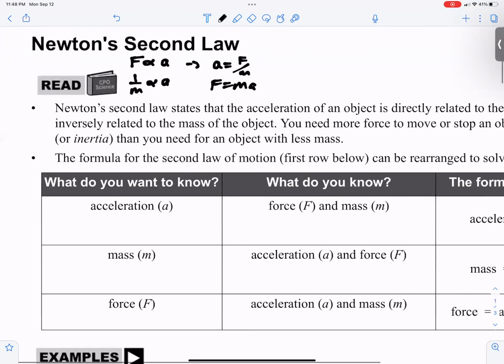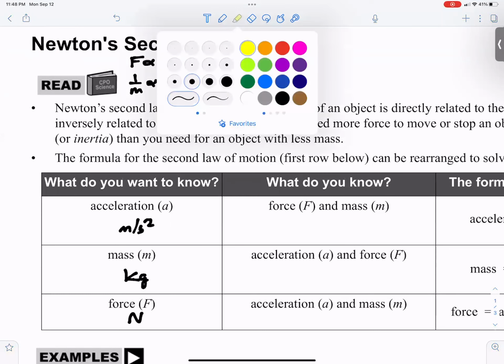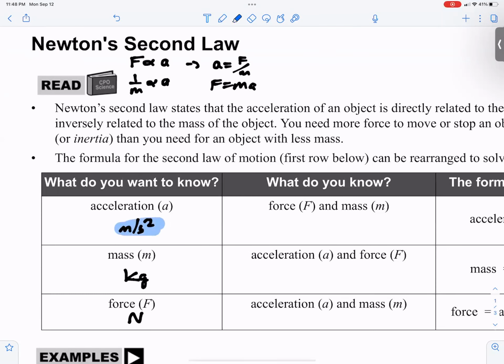Now, how do you know you're looking at acceleration? Well, acceleration is going to have the units meters per second squared. Go ahead and annotate that and make a note of that. When are you looking for mass? When you see the unit of kilograms. And how do you know you're looking at a force? Well, you're going to see the unit of newtons. So make sure you know how the units connect with those variables. Meters per second squared connects to A, kilograms connects to mass, and newtons connects to force.